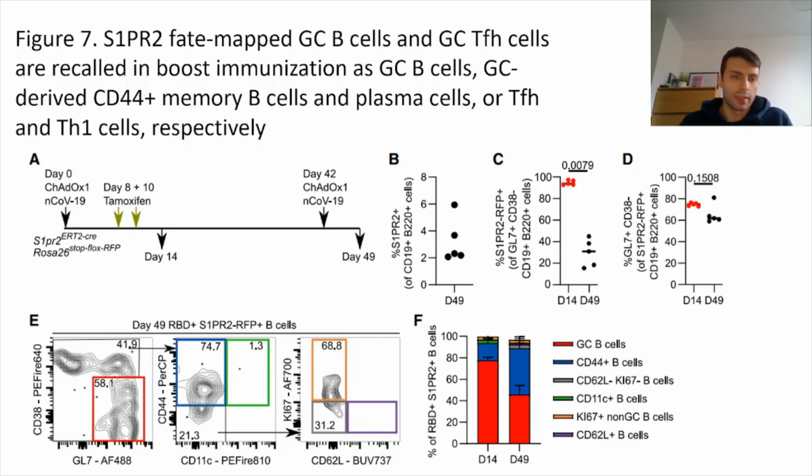This is then quantified out in E, N, and F using our gating as previous, looking at day 49 RBD binding RFP positive B cells. F shows the stacked bar charts in which you can see that at day 49, around half of the cells are germinal center derived B cells. And then we have a large number of CD44 high B cells, and so we think these are germinal center derived memory B cells which have been reactivated.